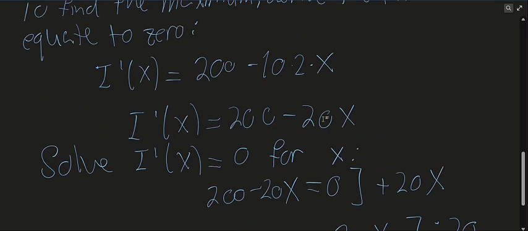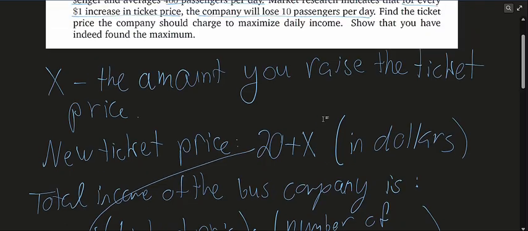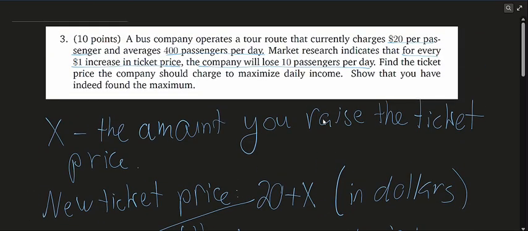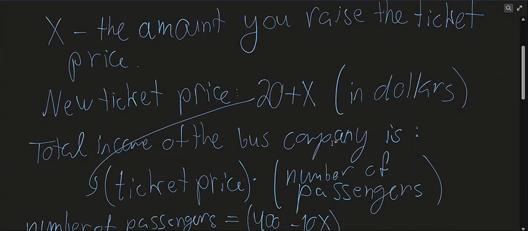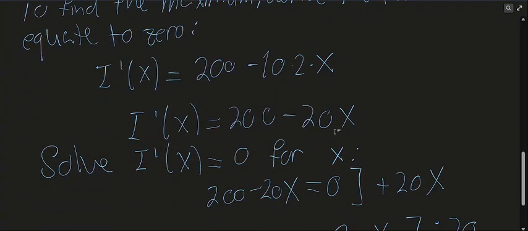The only problem is, how do we verify that it's a maximum? Remember, if the derivative is 0, that can also be a minimum. The problem instruction specifically states, show that you have indeed found the maximum. Show, as in convince the author of the problem. Now, let's use the second derivative test.